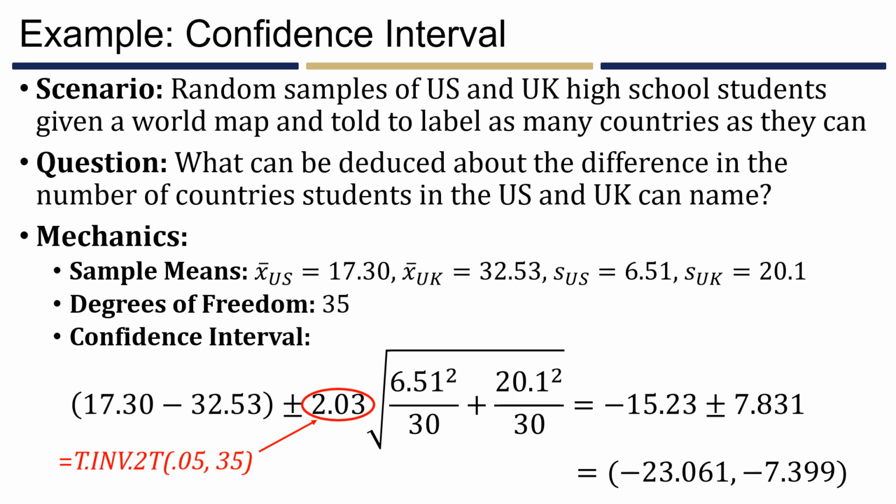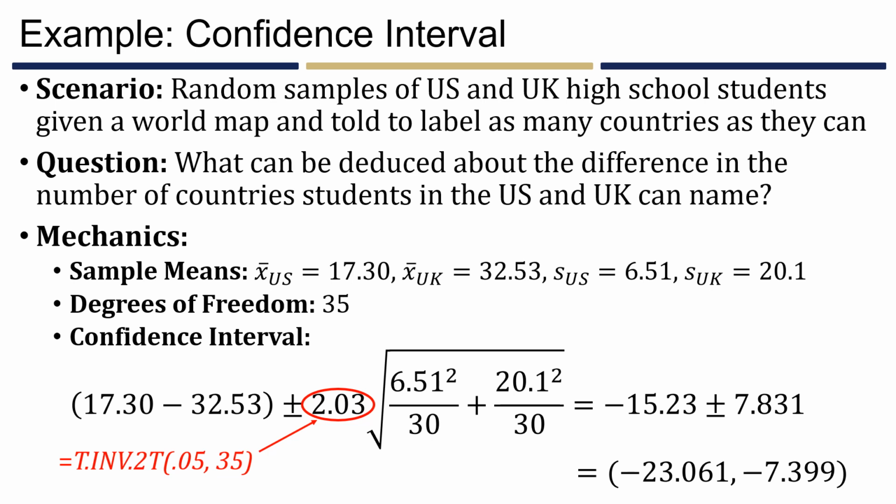Now, I also want to mention at this time that the order of subtraction that you choose for a confidence interval doesn't matter. You don't have any kind of a null hypothesis set up that's dictating the order of subtraction. So we very easily could have just done the United Kingdom minus the United States. So we would have had 32.53 minus 17.3. None of the values in the margin of error would have changed at all.